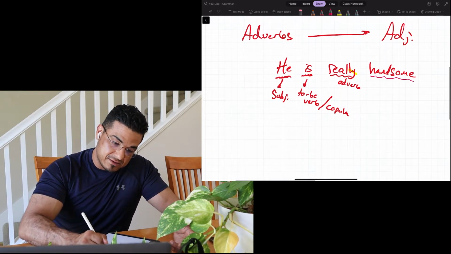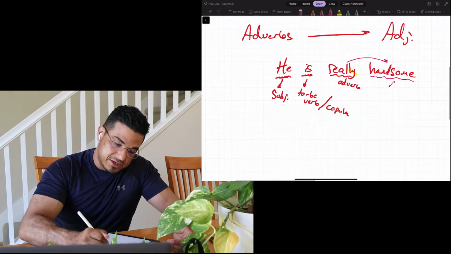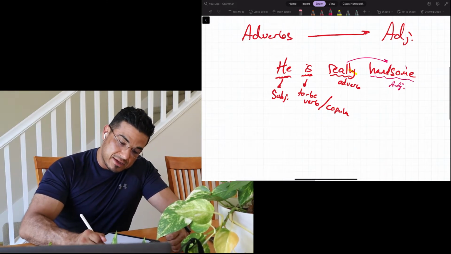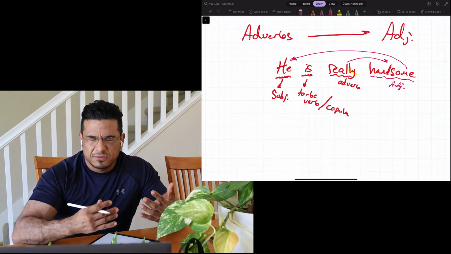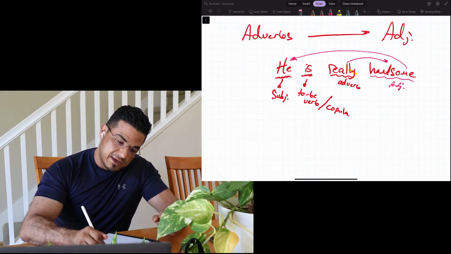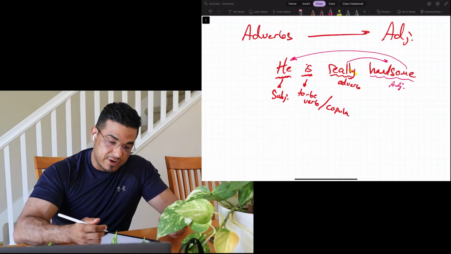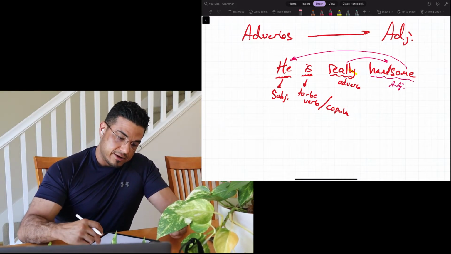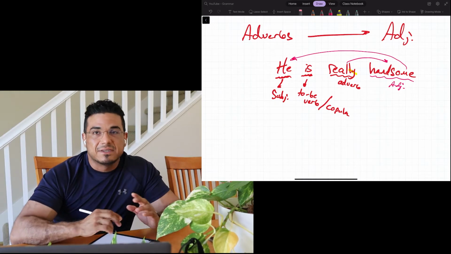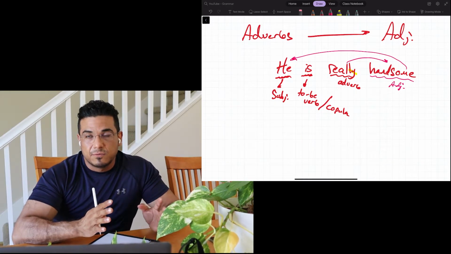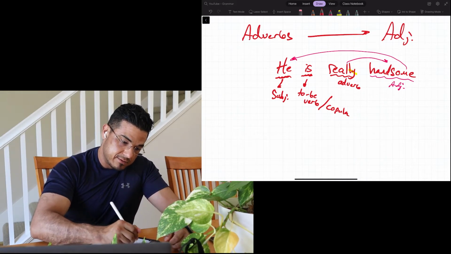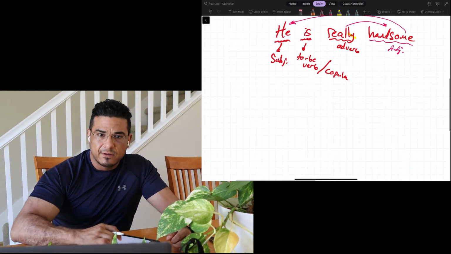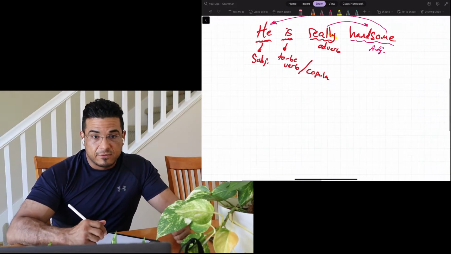And then really, well, what is he? He's really handsome, which is actually an adjective, because handsome is describing the noun, since adjectives only describe nouns. The noun he, the subject pronoun, is the person. And of course, really is describing the extent to which this person is handsome, if you hadn't already figured that out. All right, let's go ahead and look at another example.